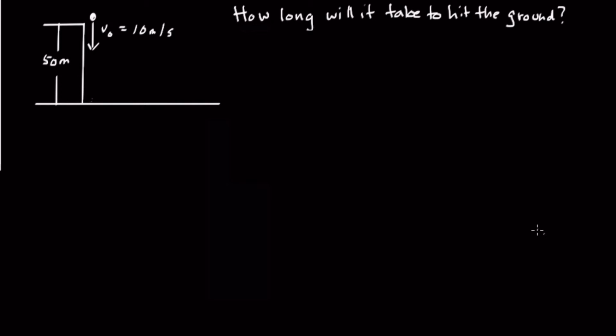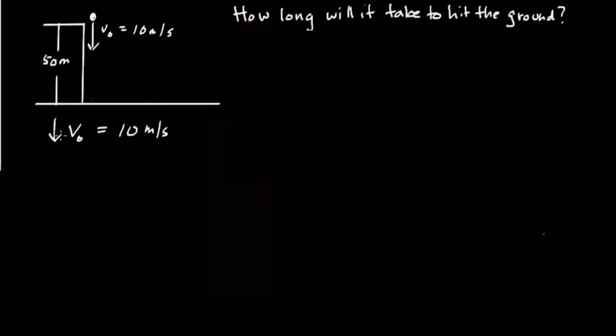Only every time we've done a problem like this, the object's been dropped from rest. In this case, it's going to be given some initial velocity. It's going to start off going 10 meters per second, downward. How do I know it's downward? Because I look at this arrow here. So I know the initial velocity is downward.